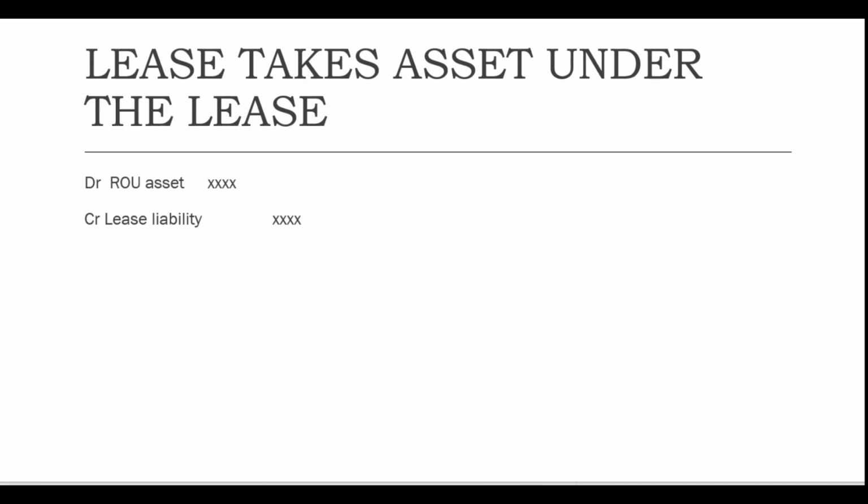So now we know that a lease affects both an asset and a liability. The journal entry is debit asset and credit a liability. Now, how do we obtain the value for the right of use of asset, the asset part, and how do we obtain the value for the lease liability, the liability part? Good.